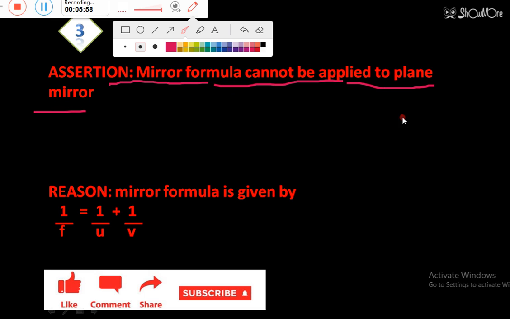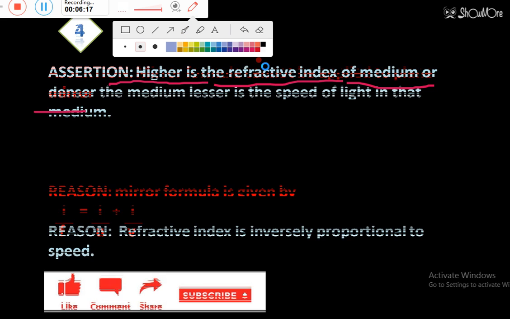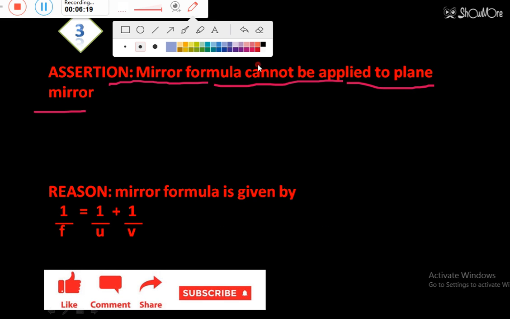But students, all laws of reflection can be applied to all mirrors, and the mirror formula can also be applied to all mirrors. That means this assertion is false, because it says we cannot apply the mirror formula to the plane mirror. We can apply the formula for the plane mirror also.